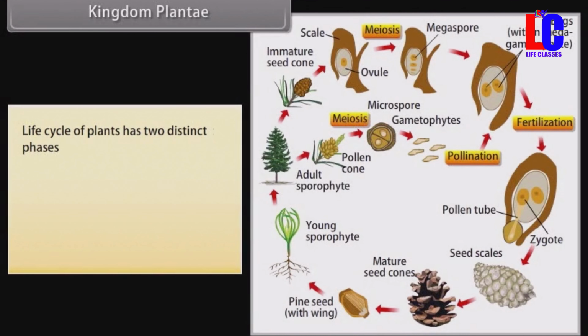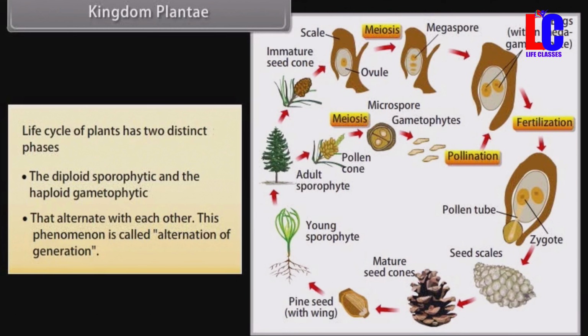The life cycle of plants has two distinct phases: the diploid sporophytic and the haploid gametophytic, that alternate with each other. This phenomenon is called alternation of generation.